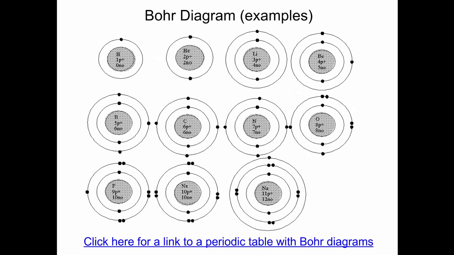So here are some examples of Bohr diagrams. And these are for the first few elements of the periodic table: hydrogen has 1, helium has 2. Notice that this is a full shell because it's only got the first shell, which can only hold 2 electrons. Lithium has 3, beryllium has 4, boron has 5, carbon has 6, nitrogen has 7, oxygen has 8, there's 9 here, 10, and 11. Okay?